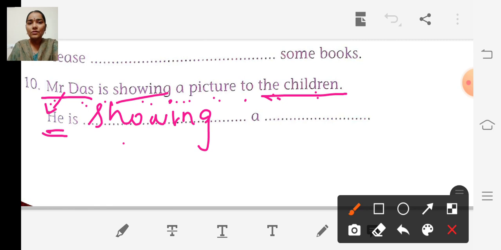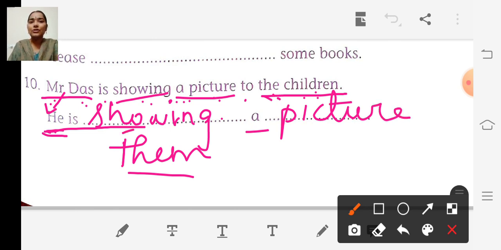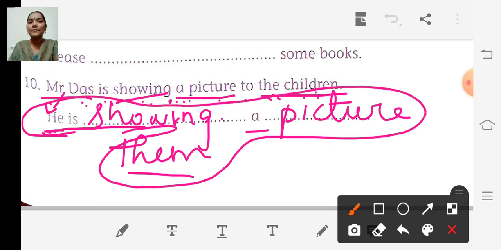Okay. So I write here. Okay. So there is no space. So I am writing here. So he is showing them. What is he showing? A picture. So he is showing them a picture. Okay. He is showing them a picture, full stop.